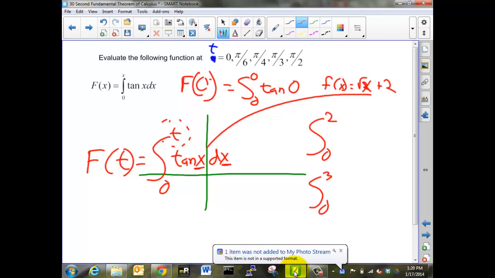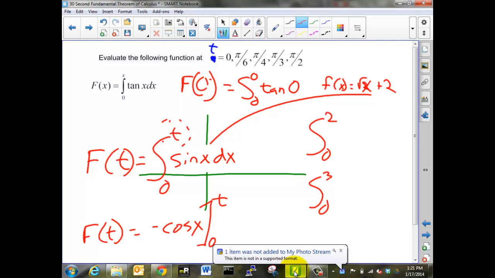If this is our problem here, and I asked you to evaluate it at 1, 2, 3, 4, 5 different variables. In fact, let's change it to something we can do. Instead of tan here, let's look at it as sine of x dx. What can you do with this part right here now? Negative cosine. So this means that f of t is really just minus cosine of x, evaluated at 0 and t, isn't it?